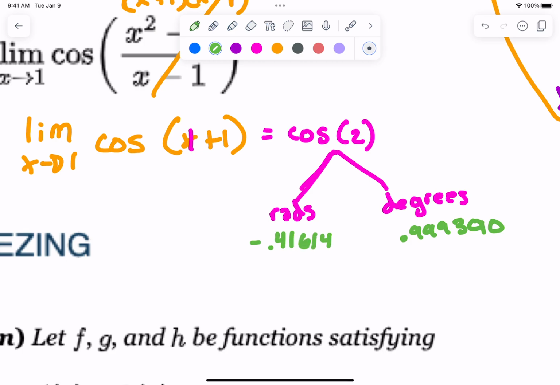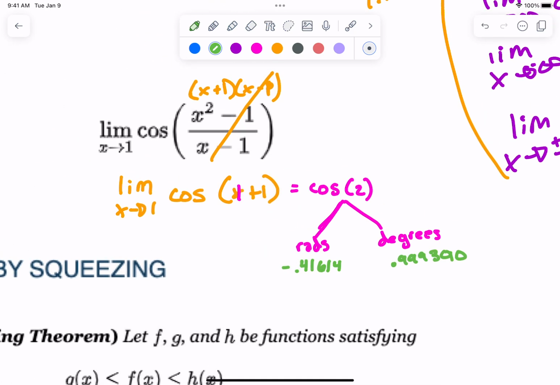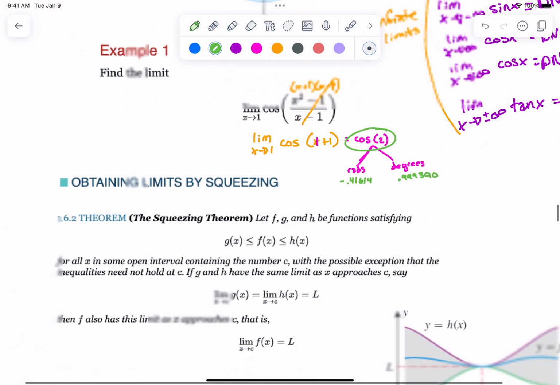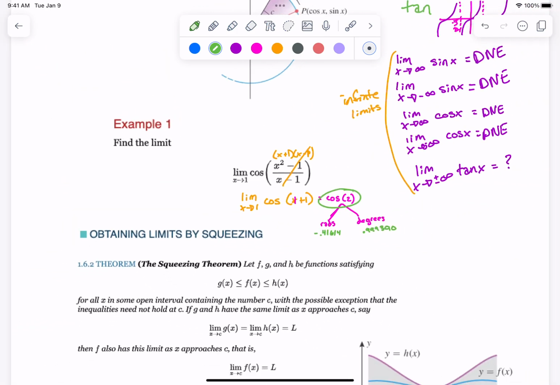Okay, so the book just leaves it as cosine of 2. They don't actually evaluate it in radians or degrees. They just leave it as cosine of 2, which is fine. Those are yucky numbers. All right, so the same thing applies to sine and cosine. You can still do the factor out and cross stuff out method.